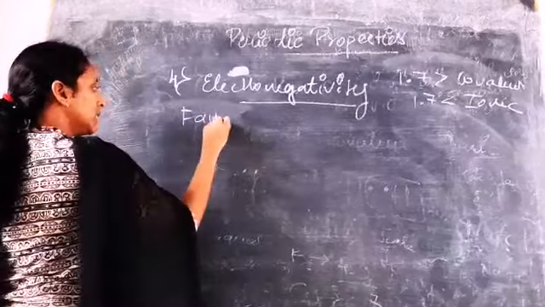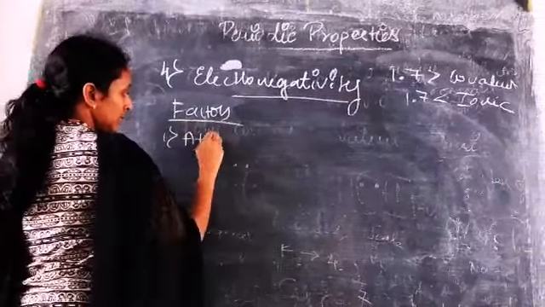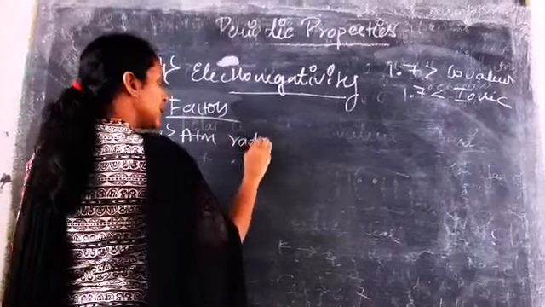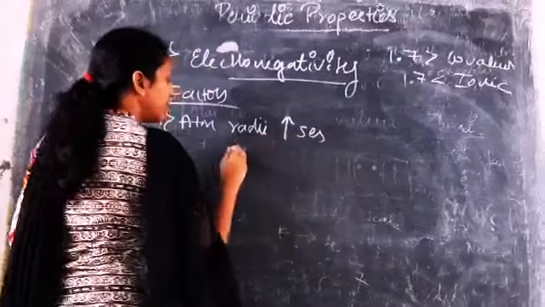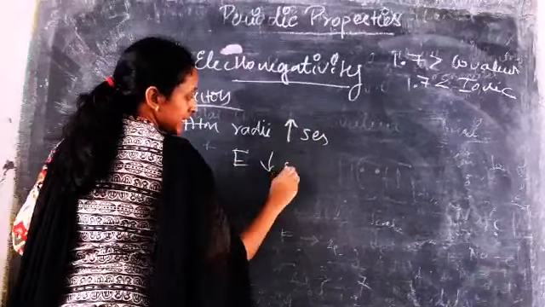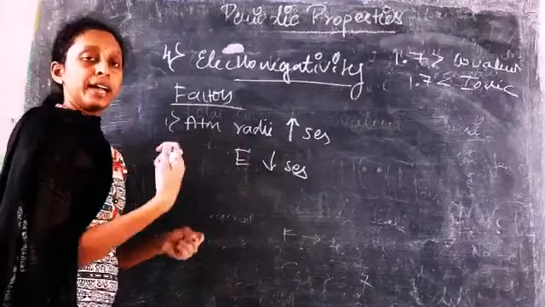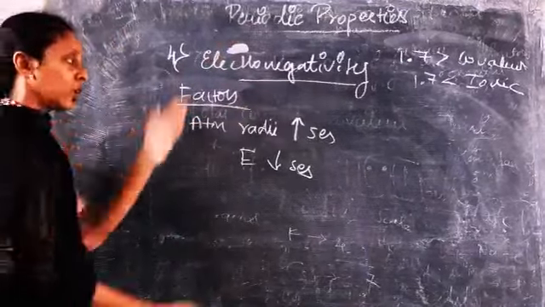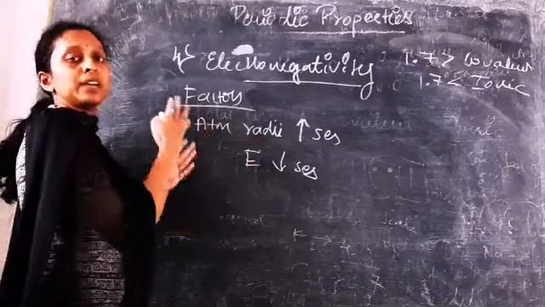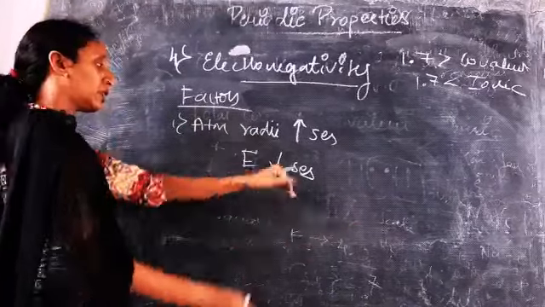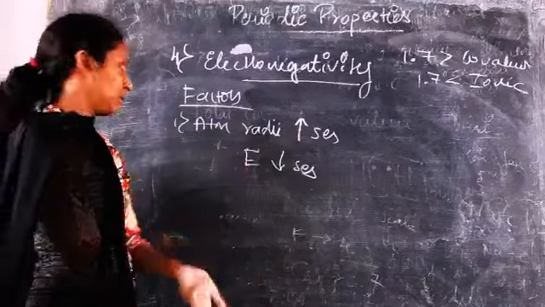Those factors are the same. First one is atomic radius. As the atomic radius increases, the electronegativity decreases. This is also nothing but the tendency to attract the shared pair of electrons. If they are very near, it requires more electronegativity. But if they are far apart, the electronegativity required is less because the number of shells will be more.